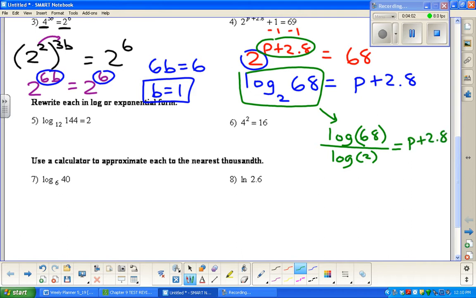So let's do the calculator portion, the left side of the equation, just like it's written there. Log 68, close the parenthesis, divide by log of 2. And that should get you around 6.087.